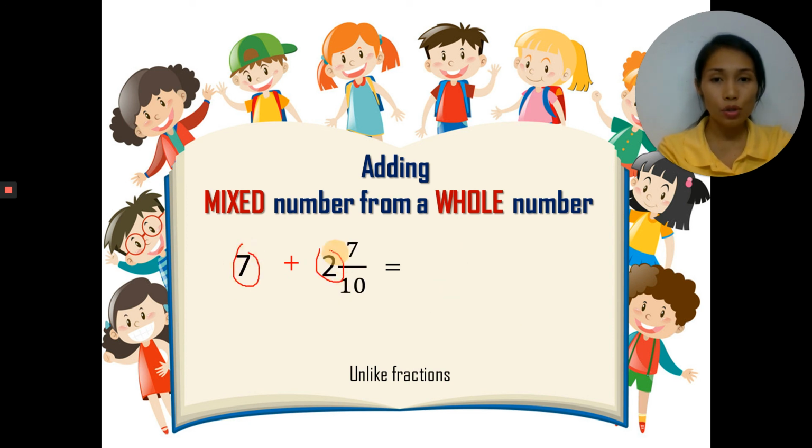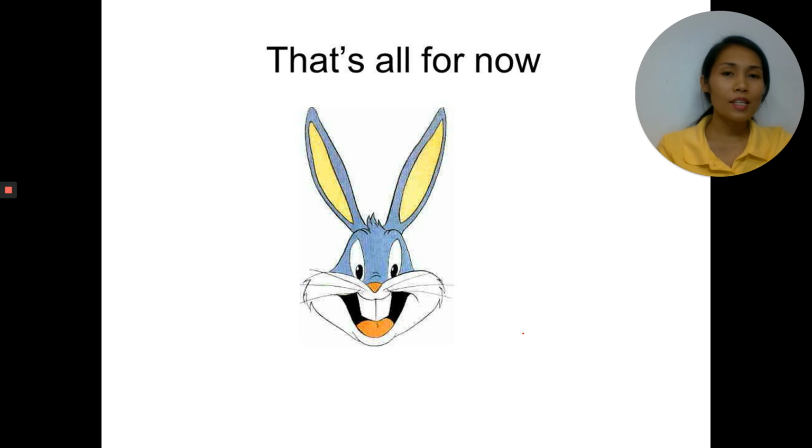Easy. Let's try another one. 7 plus 2. You start working with the whole numbers. So that will be 9. And then copy the fraction 7/10. So the answer is 9 and 7/10. Easy, right?